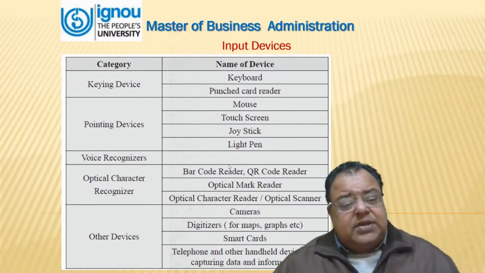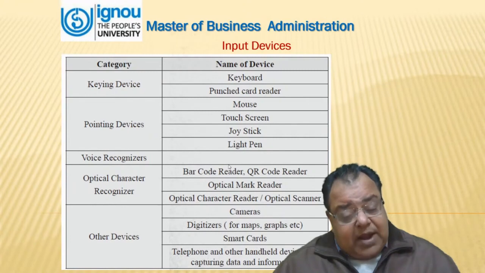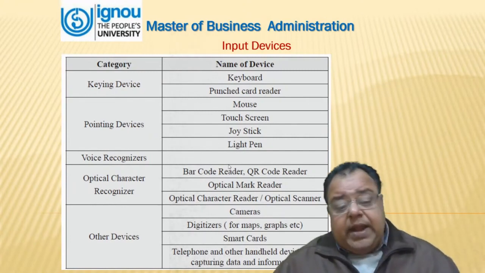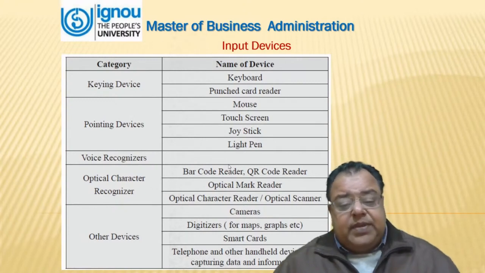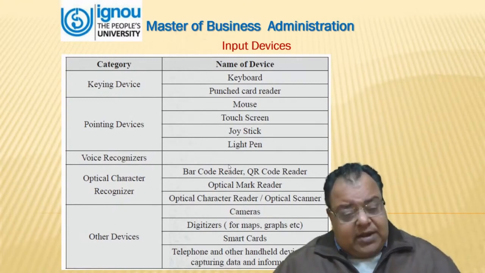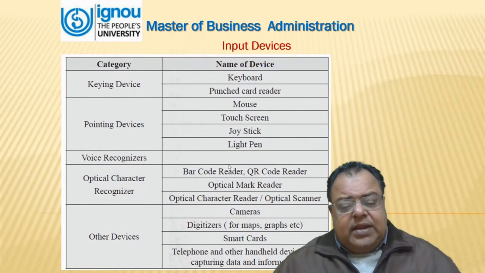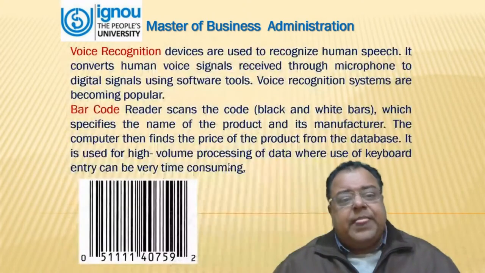Voice recognizers, optical character recognizer, barcode readers, QR code reader, optical mark reader, optical character reader or optical scanner. And other devices are cameras, digitizers, smart cards, and telephones and other devices for capturing data and information.